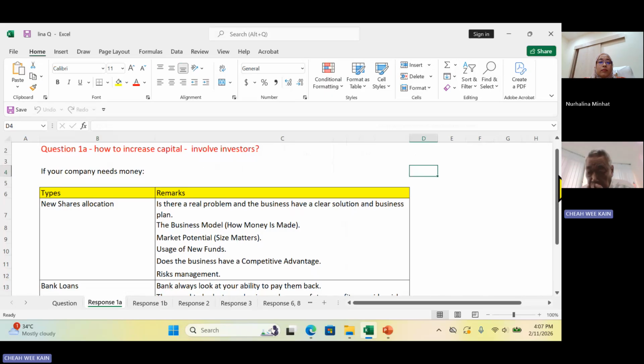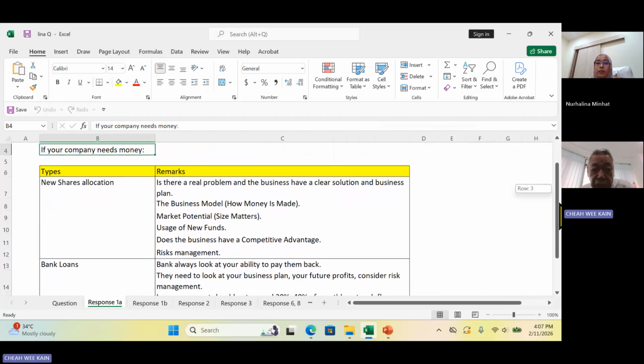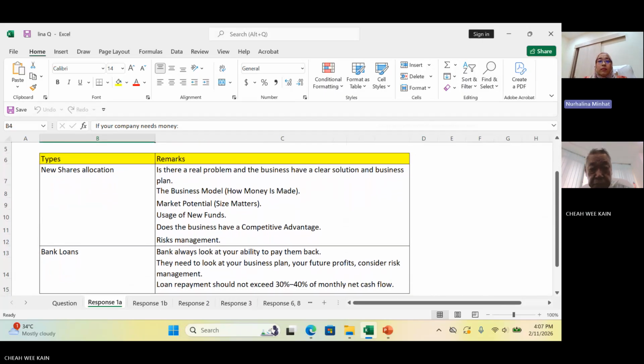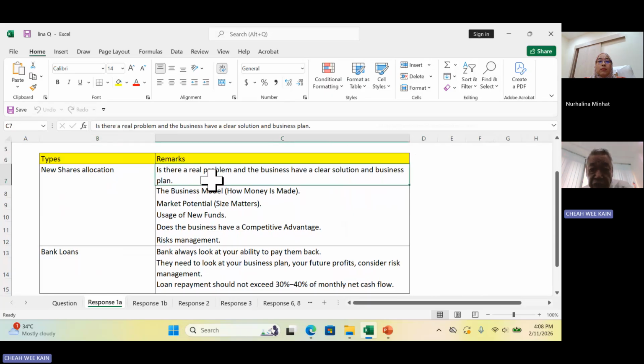So let's discuss. Now, if your company needs money, you have basically two ways of doing it. You can have a new shares allocation or you can go for the bank loan. So for new share allocation, is there any real problem? Do you have a clear solution and a business plan? If you have a problem and you have a solution, then you make a business plan. If you have no problem, why do you want to increase your share capital? Who wants to invest in you?